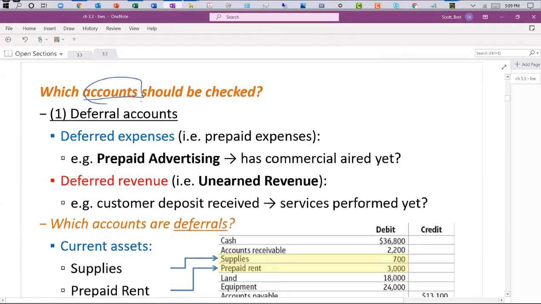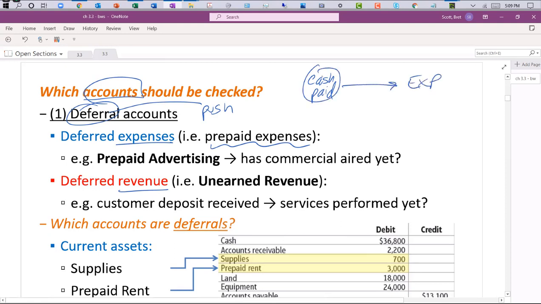Which accounts should be checked? There are a couple of different types of accounts that we need to worry about. The first one is the deferral accounts, specifically deferred expenses and deferred revenues. When you see the word deferral, it means push. We're pushing things off into the future. In the case of prepaid expenses, it means that cash was already paid in advance. What we're pushing off is the expense to recognize. So cash moved now. If we paid cash right now for, say, prepaid advertising, which is a current asset, we need to understand that as time goes on, it's possible that we now have an advertising expense to recognize.